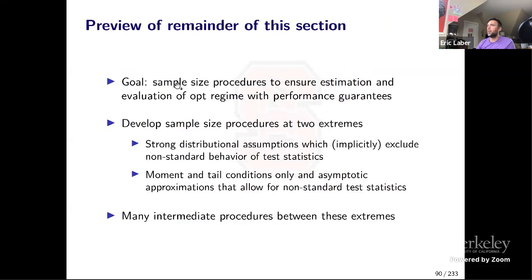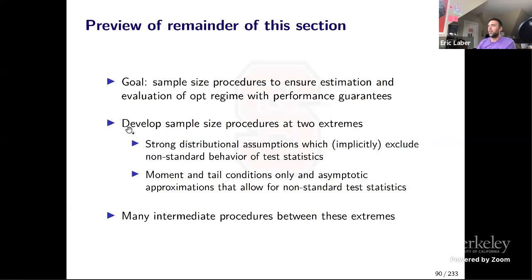Okay, all right. So in terms of the goal here, and I won't get into the details because we're running out of time, I just want to touch on all these things. Our goal is to develop a sample size procedure that ensures estimation and evaluation of an optimal regime or an optimal policy that has performance guarantees. So I'm going to state what those guarantees are, and then I'll say something about how we do it.